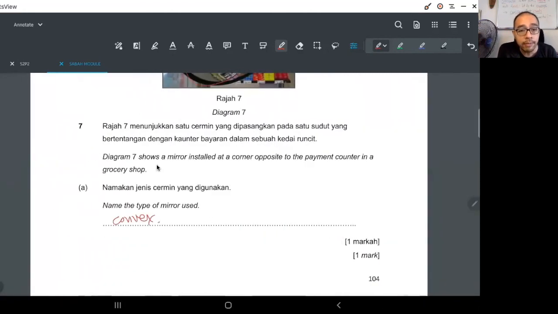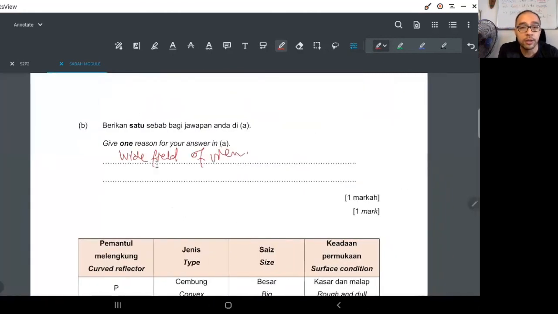Hold on, name the type of mirror. Yeah, convex mirror. So it will be a wide field of view. Again, let me just double check, in case I am wrong. What question is this? 7.